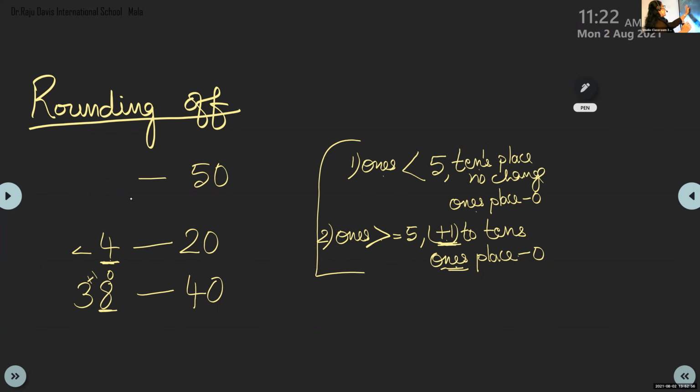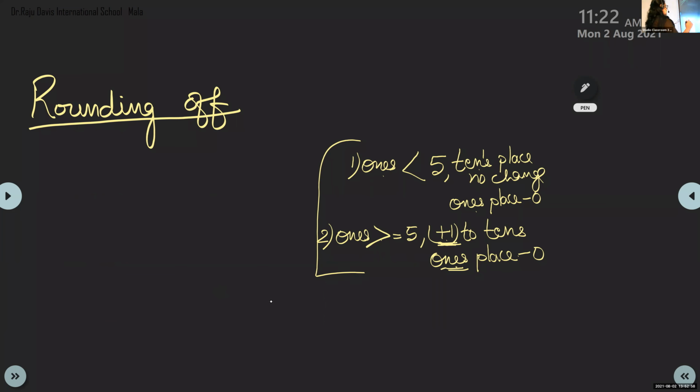Okay, now I'm giving 3 more. I will just show you once again. Suppose the number is 33. Underline the ones place and check which rule it comes under. Which rule? 3 is less than 5. So you have to follow the first rule. Tens place, no change. So 3 will be 3 itself. Ones place will be 0. That means 33 is closer to 30.